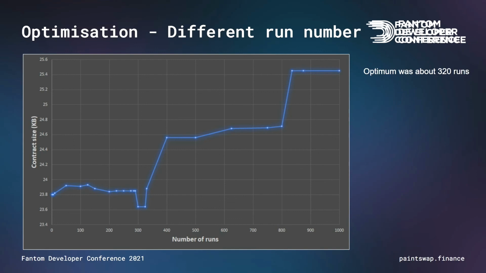So for this particular contract, 320 was the optimum, and with no optimization it was about 40 kilobytes. So using the optimizer with any number of runs is a lot better than not using the optimizer at all, so make sure you're using it.